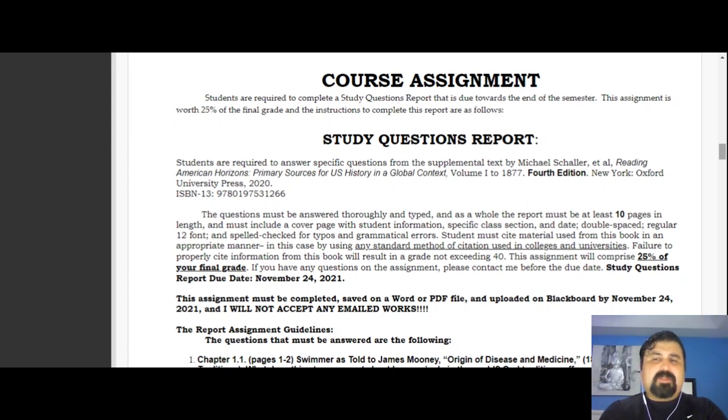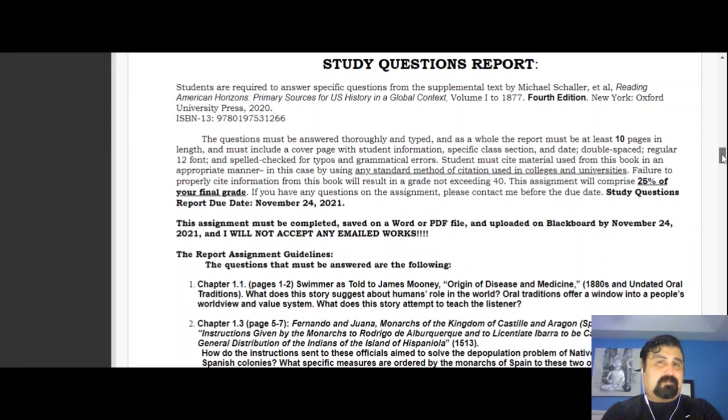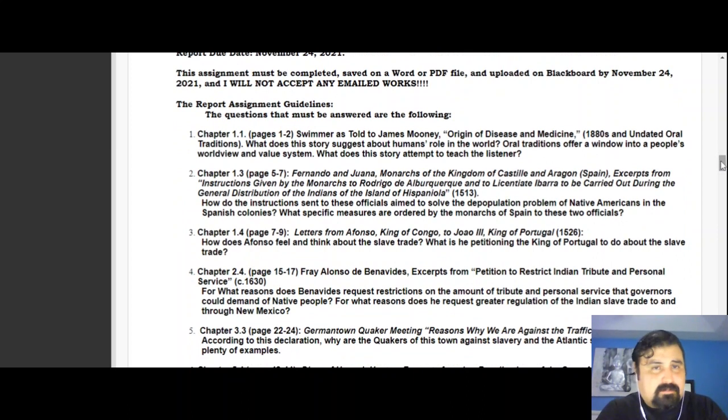Now, the guidelines to complete this assignment are posted here on Blackboard, on the syllabus. Those are available under course assignments. I'm going to get there shortly. If you want information about how to do this, the guidelines tell you which chapter, which page number, the title of the document, and the specific questions you're supposed to answer.